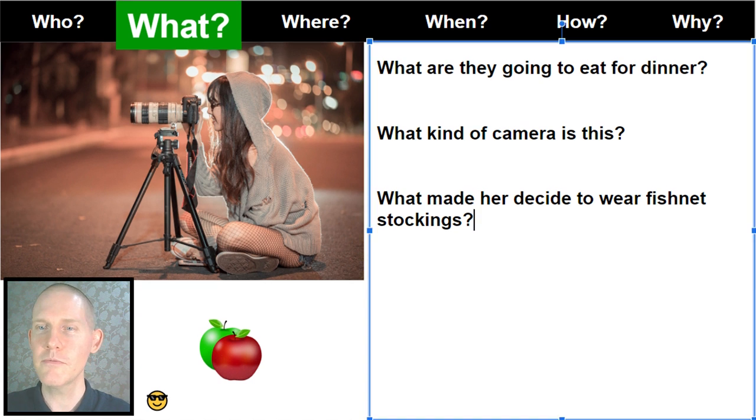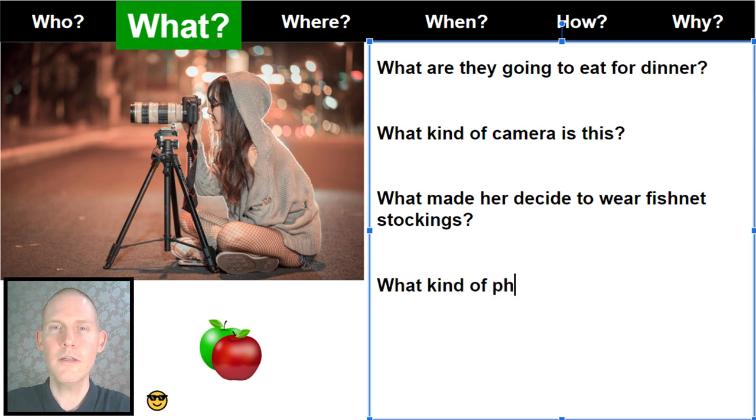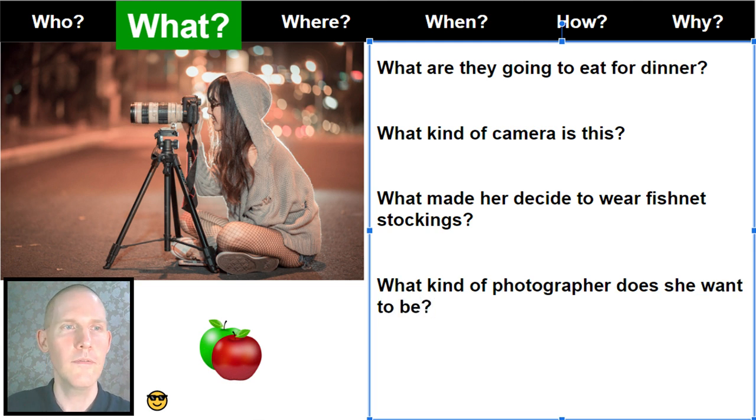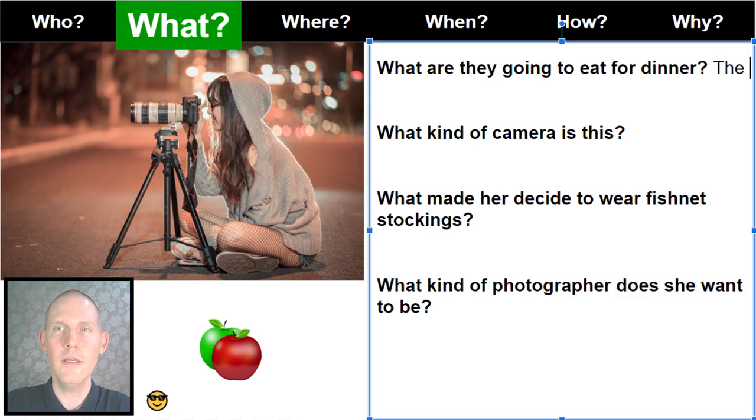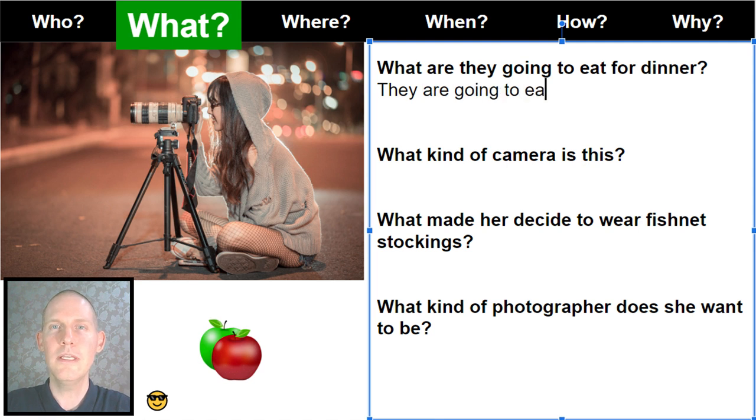All right, let's go back to answer. We have another question: what kind of photographer does she want to be? Good. All right, I'm going to have to go quick because you guys are going fast. All right, what are they going to eat for dinner? They are going to eat lobster and rice for dinner.